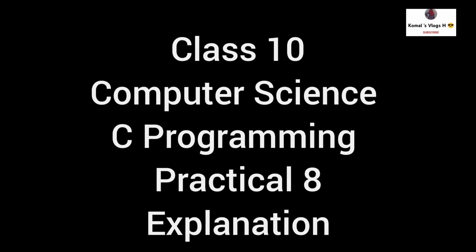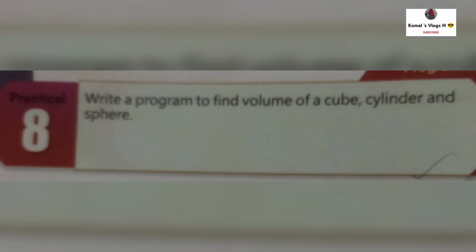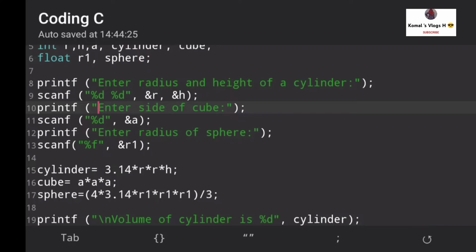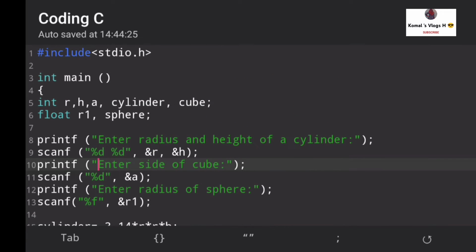Once again students, let's move to practical number 8. Write a program to find the volume of cube, cylinder and sphere. Just keep in mind that the formula to calculate the volume of cube, cylinder and sphere is different. So first of all we have to initialize all the parameters used to calculate the volume of cube, cylinder and sphere.